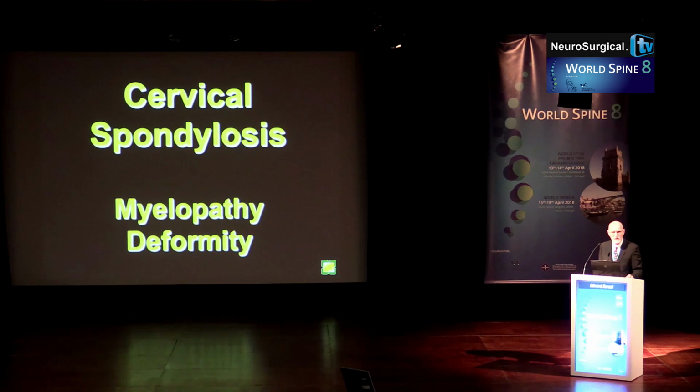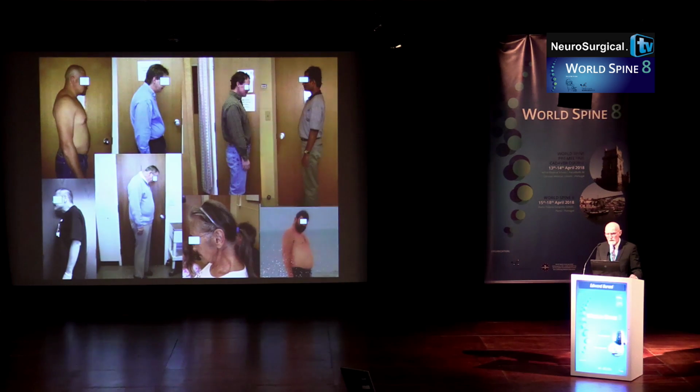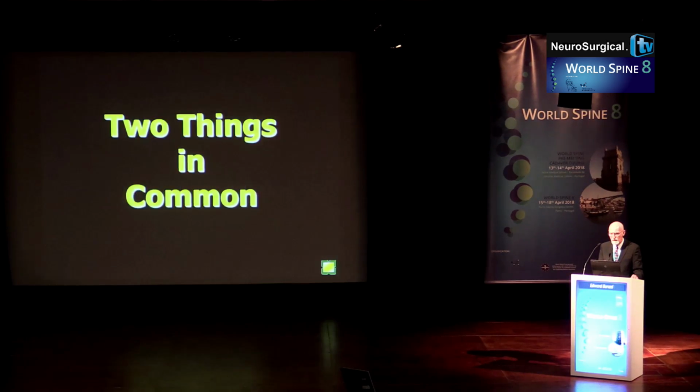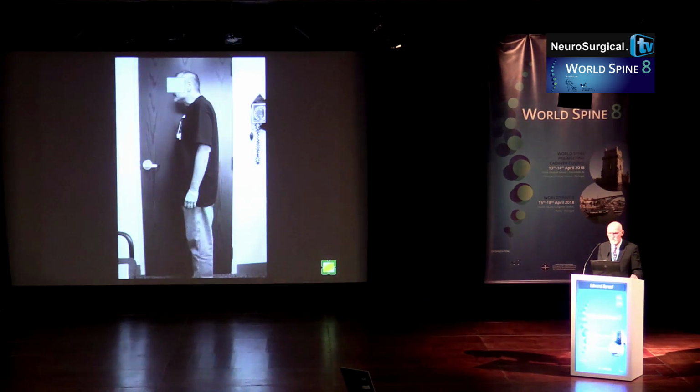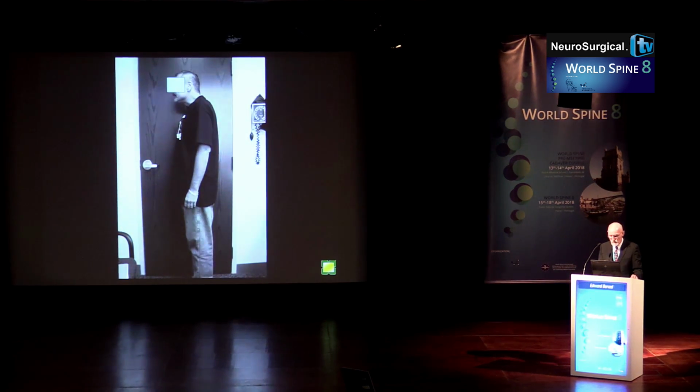Cervical spondylosis is essentially manifested to us as surgeons by myelopathy or radiculopathy and deformity. Each of these patients has a similar posture. They all have a fixed cervical kyphosis. They each complain of two things. The first is the kyphosis trapezius sign. Note the hypertrophied trapezius muscle.